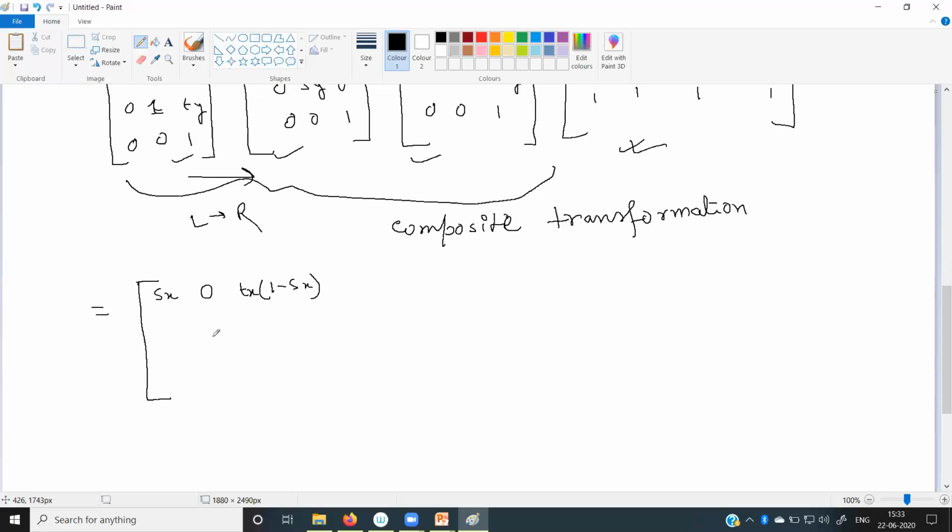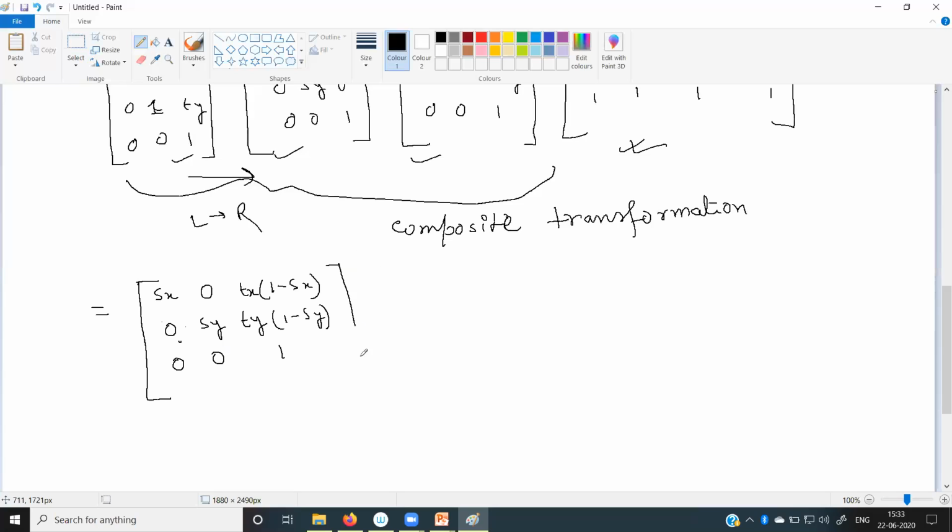Now, the next one will be 0, Sy, the translation unit Ty, and 1 minus Sy. Just a minute, this is not Sy, this will be 0. If you perform the multiplication, you can see it will be 0, and this is Sy. And the last one will be 0, 0, 1.